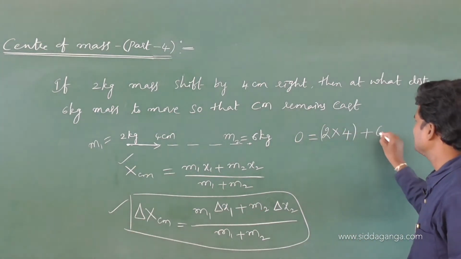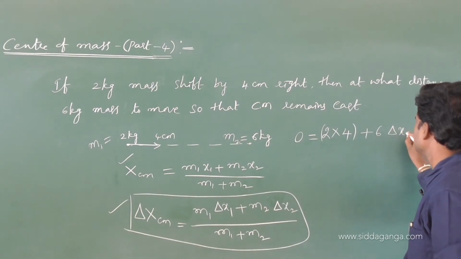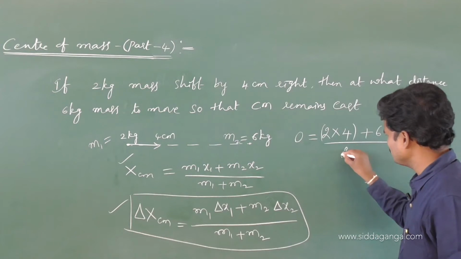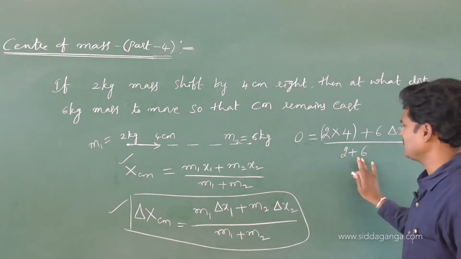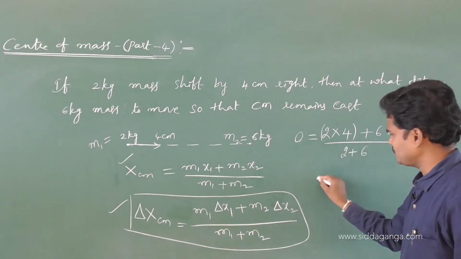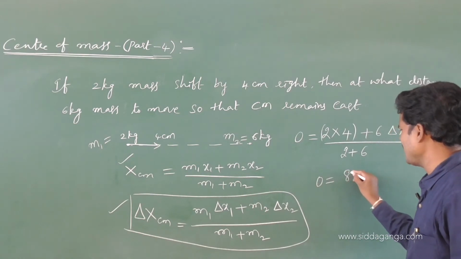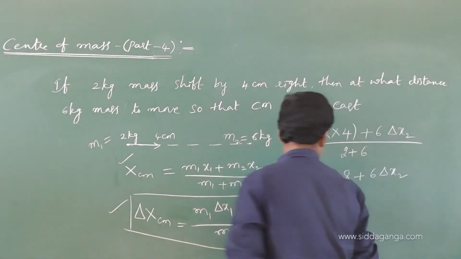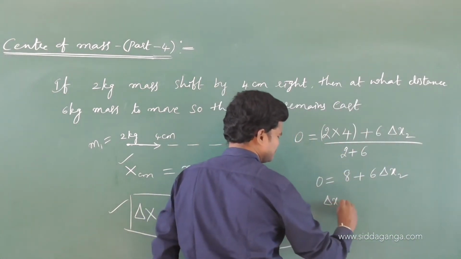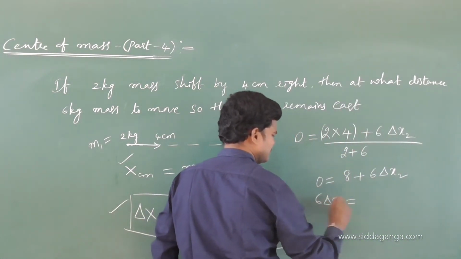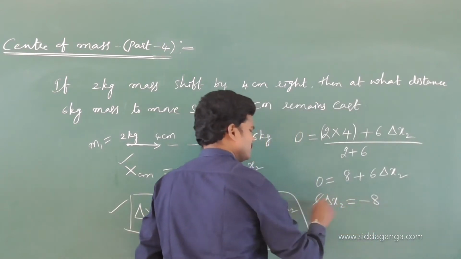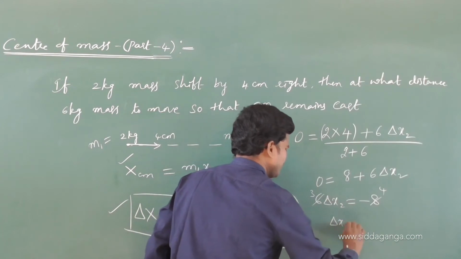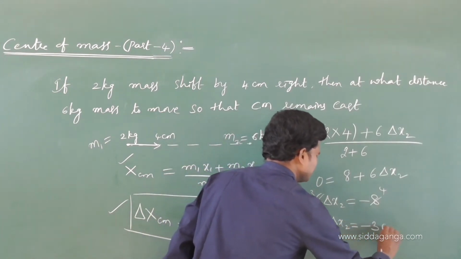Plus m2, 6. We don't know at what distance it is moving. Delta x2 is our target. Divided by m1 plus m2, 2 plus 6, this is 8. 8 into 0 is 0. So 0 is equal to 8 plus 6 delta x2. So delta x2 is equal to minus 8 by 6, which is minus 4 by 3 centimeter.